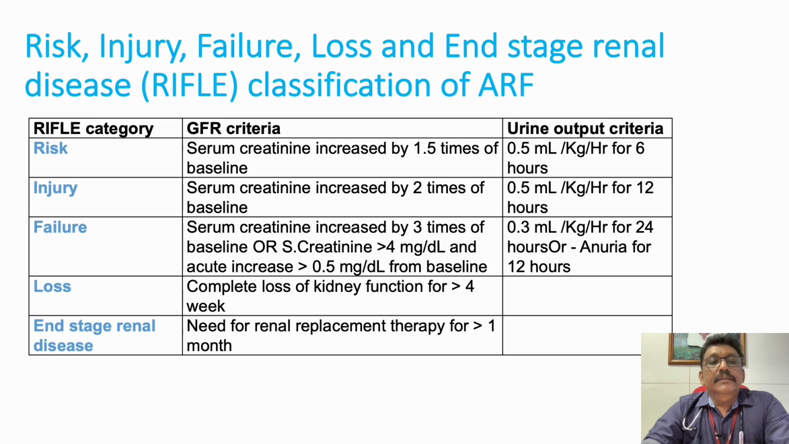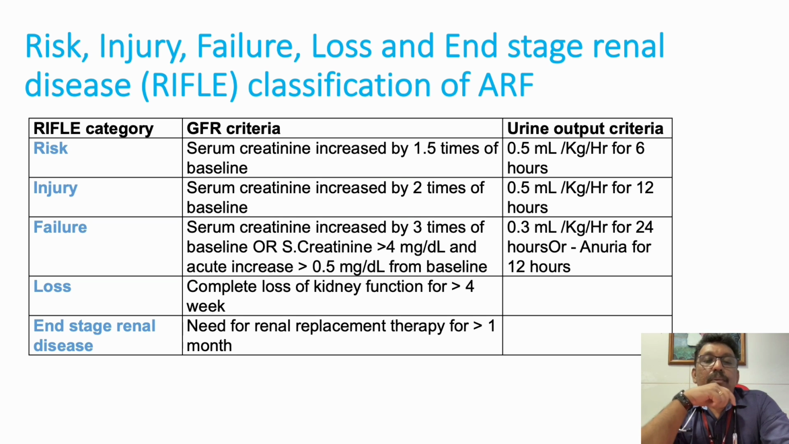Now there is a classification of ARF, that is the RIFLE classification: risk, injury, failure, loss and end stage renal disease. According to this, you can have creatinine and urine output. Risk: serum creatinine increased by 1.5 times of baseline, urine output 0.5 ml per kg per hour for 6 hours. Injury: 2 times for 12 hours, 0.5 ml per kg, urine output reduced.